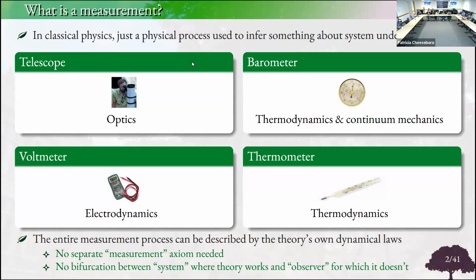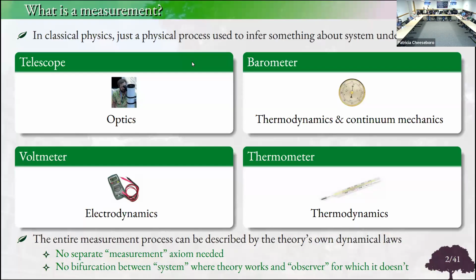The same applies to a voltmeter. The operations of the voltmeter are described by the same laws of electrodynamics as the thing you're trying to measure the voltage of. Likewise, for barometers and thermometers, they're described by continuum mechanics and thermodynamics, just the same as the things you're trying to measure properties of.